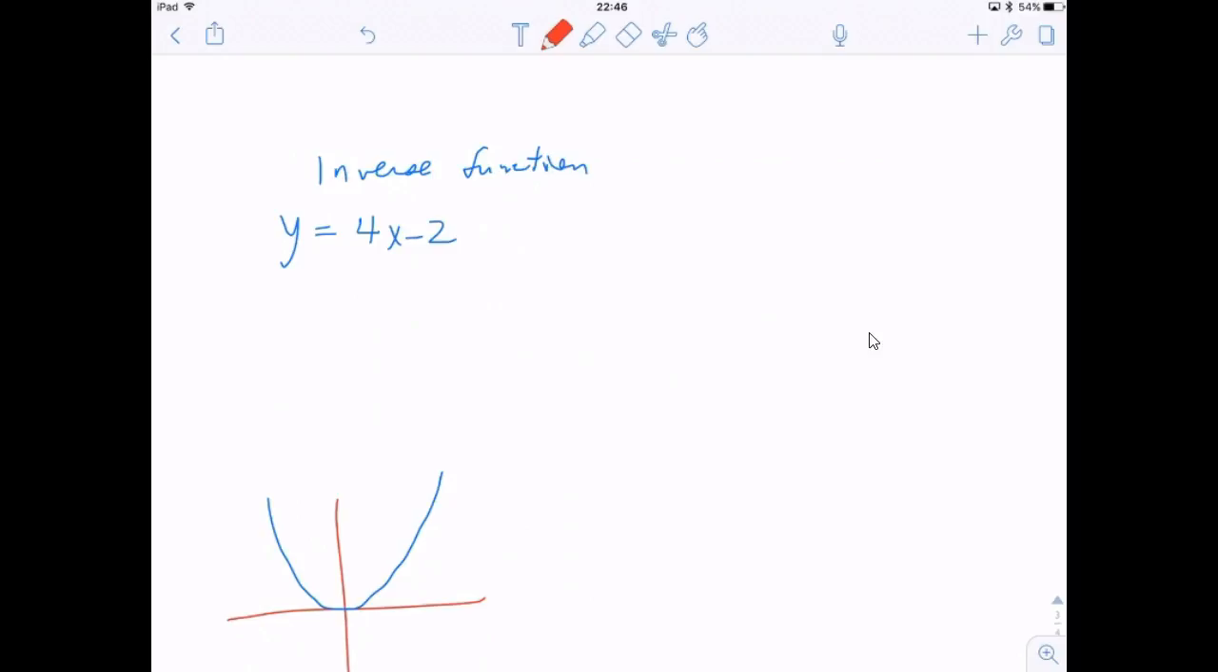Now I'm going to show you how to find an inverse function of a two-step function like this one, okay? We know that the inverse function of 4x is x divided by 4. We know the inverse function of x minus 2 is x plus 2. But what is the inverse function of something that looks kind of complicated like this? Well, there's two steps to doing this, okay?